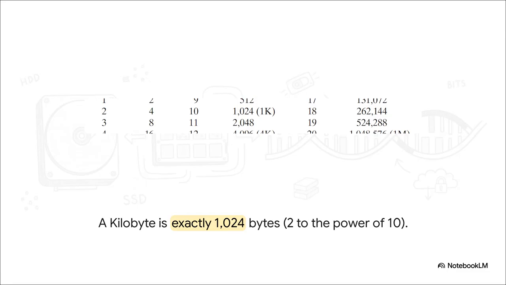Now, here's a little geeky detail for you. You hear kilo and you think 1,000, right? Makes sense. But in the world of computers, things are a little different because they think in powers of 2. So a kilobyte isn't exactly 1,000 bytes. It's actually 1,024. That's 2 to the power of 10. It's this cool mathematical precision that everything in our digital lives is built on top of.